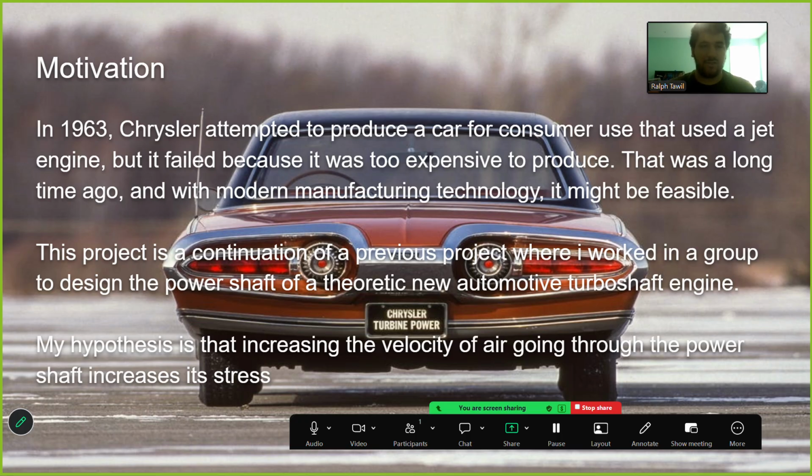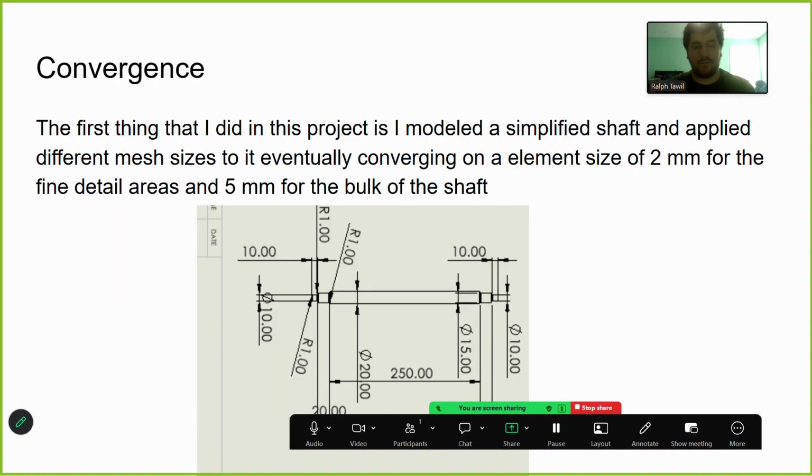My hypothesis is that increasing the input velocity of the air will cause the shaft to undergo more stress. For the convergence part of the project, I modeled a simplified shaft, and found that the more detailed parts need to be at 2 millimeter element size, and the largest parts need to be at 5 millimeter element size.